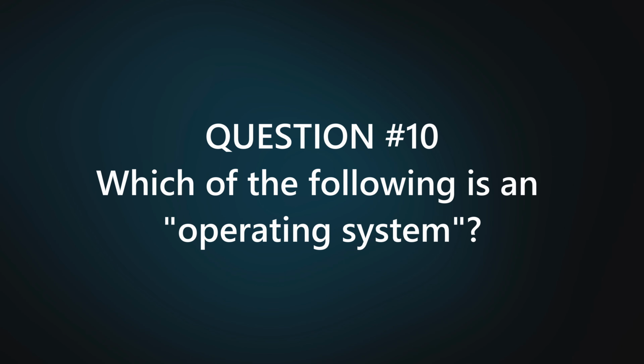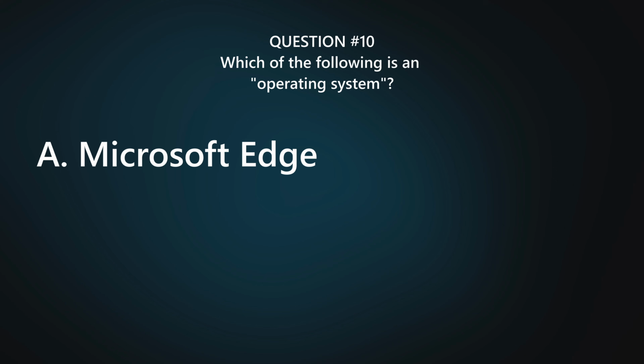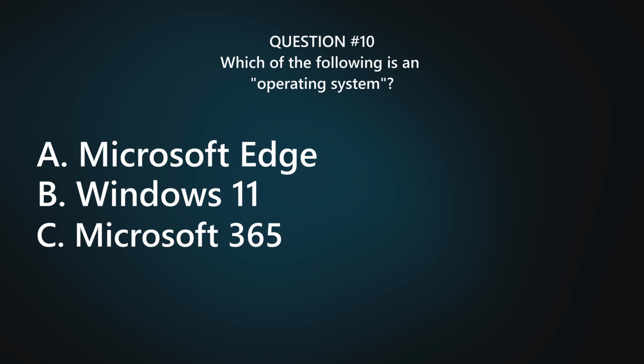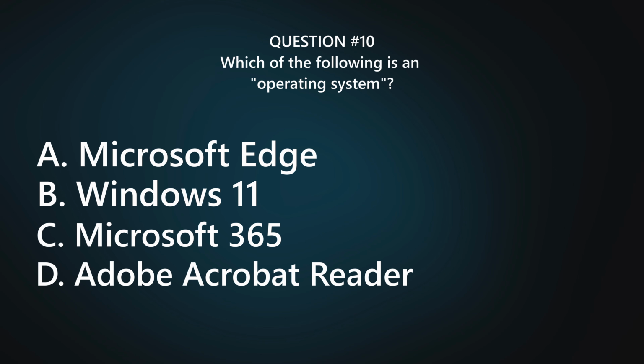Question number 10. Which of the following is an operating system? A. Microsoft Edge. B. Windows 11. C. Microsoft 365. D. Adobe Acrobat Reader.